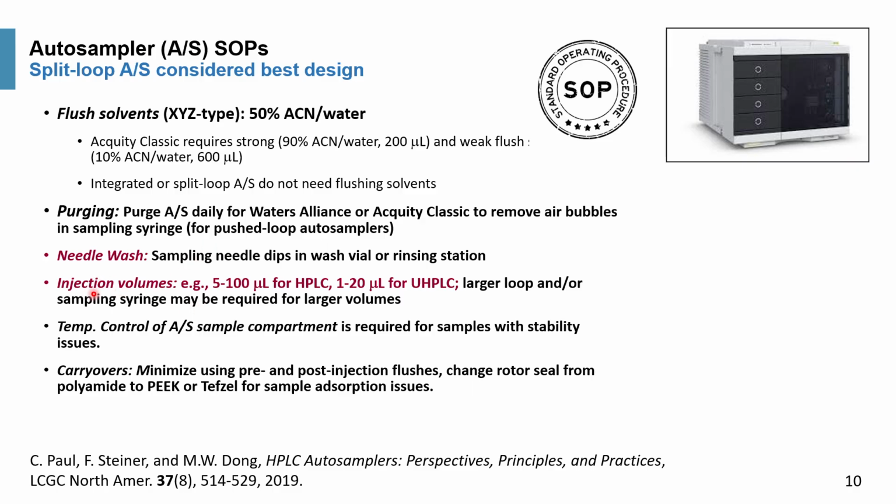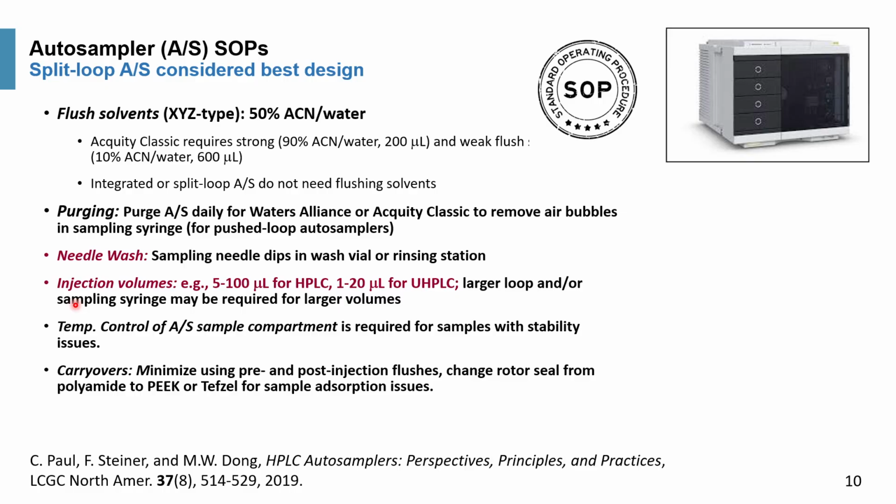Typically, for any high sensitivity trace analysis, one needs to rinse the outside of the needle. It's called a needle wash operation. You can dip the sampling needle in a wash vial, one of the vials reserved for washing, or you can use a rinsing station. If you use a rinsing station, make sure you have a rinsing solvent, which is primed by the peristaltic pump.